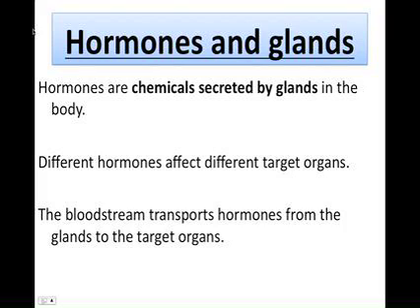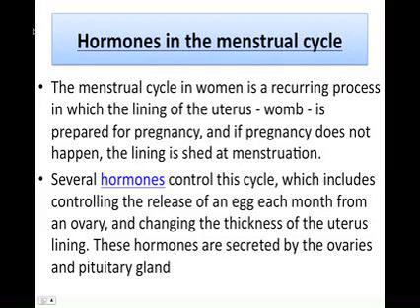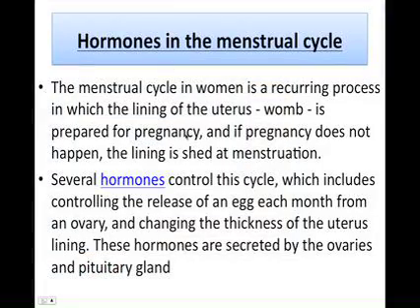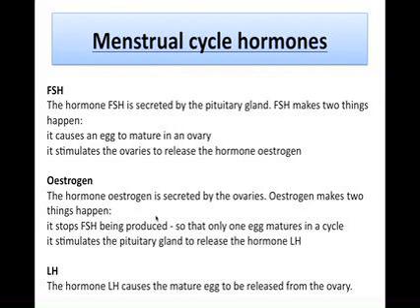Okay, so these hormones are very important chemical messengers within the body. One place where hormones are very important is within the menstrual cycle. Now, this in women is a recurring process in which the lining of the uterus or womb is prepared for pregnancy. But if pregnancy does not happen, then this lining is shed at a period of time called menstruation. Now, many hormones are involved in this cycle, and they have a number of different jobs. We're going to look at some of the most important hormones in this cycle that you need to remember.